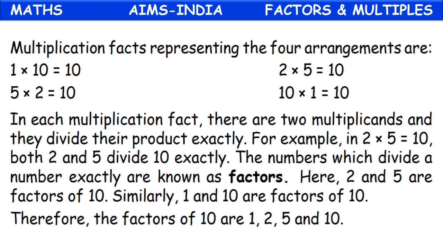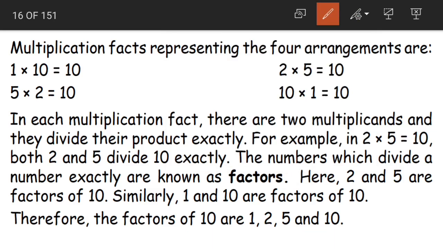From the divisibility rules we can say this. So these numbers 1, 10, 2 and 5, the same numbers are repeated here: 5, 2, 10 and 1. So the numbers 1, 10, 2 and 5 divide our 10 exactly. The numbers which divide a number exactly are known as factors, children. What are they called? Factors. 1, 10, 2 and 5 become our factors.